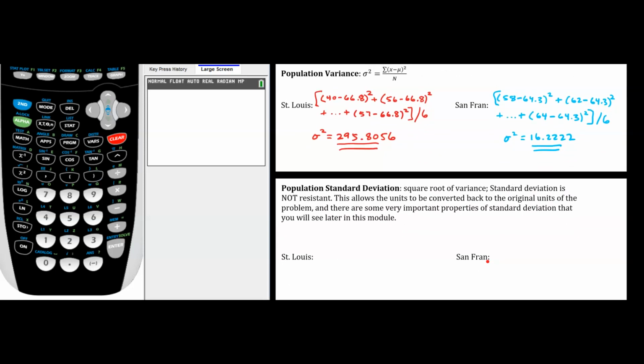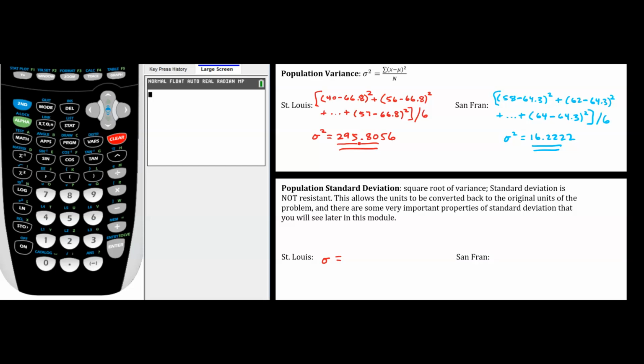Now, population variance is a very commonly used statistic, but one of the reasons we use population variance is because it leads to another more common statistic, especially in this class, called population standard deviation. Now, population standard deviation is quite literally the square root of the variance. And so if we're taking the square root of sigma squared, then the population standard deviation is going to be simply sigma.